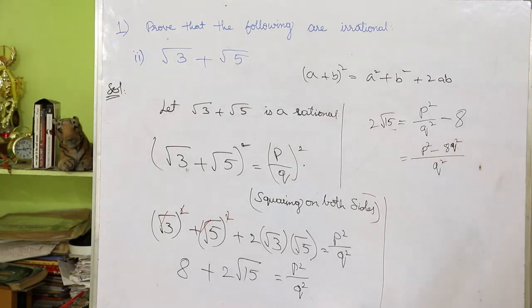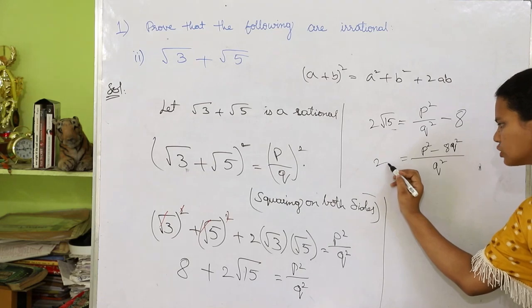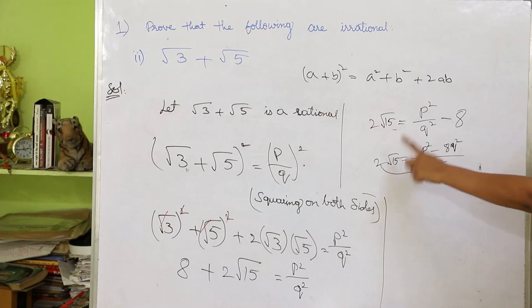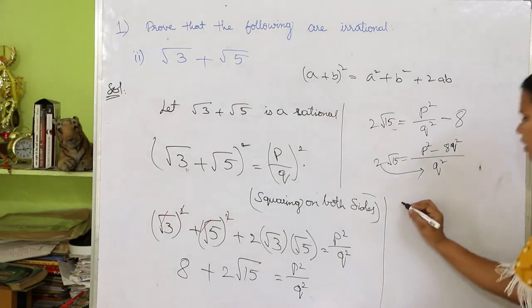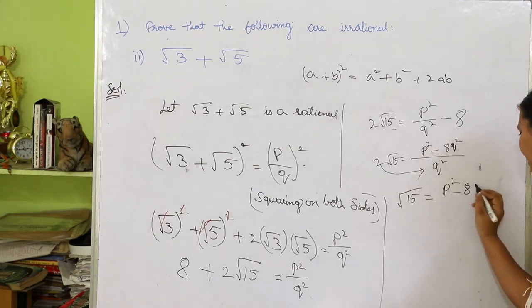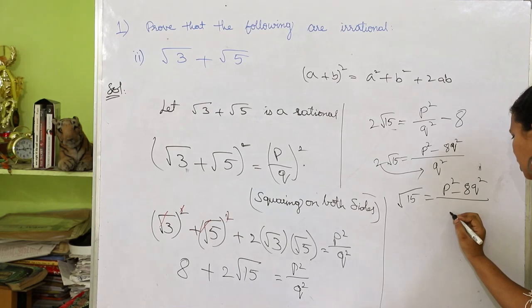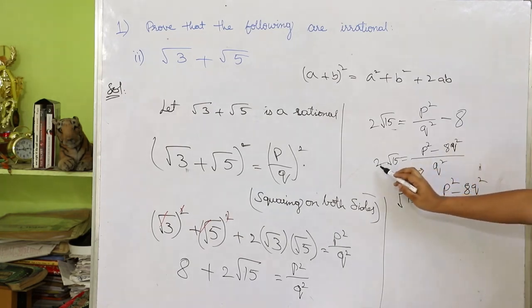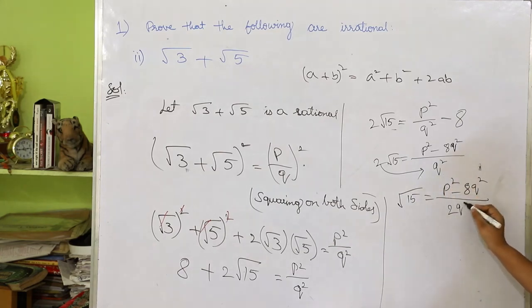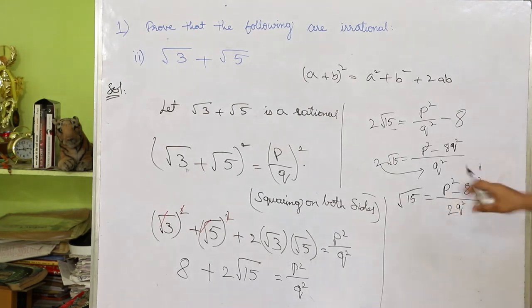Clear till here? Now what happens here? You have 2 root 15 as it is. Now transpose this 2 to the other side. Here 2 is getting multiplied, so if I transpose this 2, it becomes divided, right? So root 15 equals p square minus 8q square by 2q square. Clear? Guys, here root 15, we know root 15 is an irrational number, right?